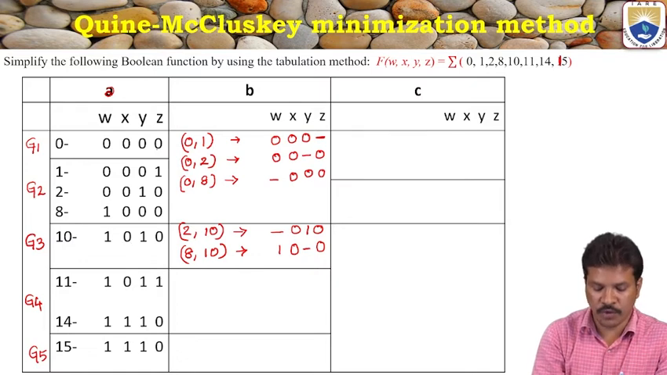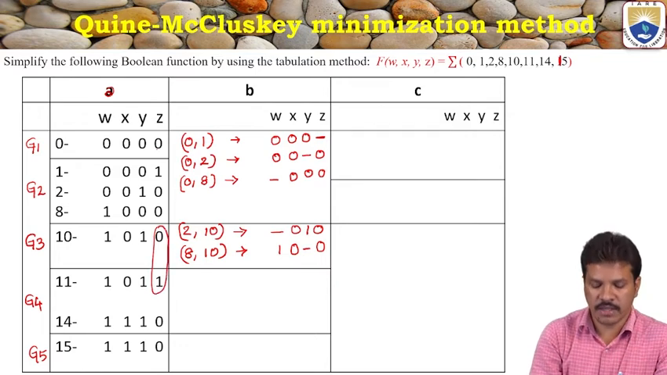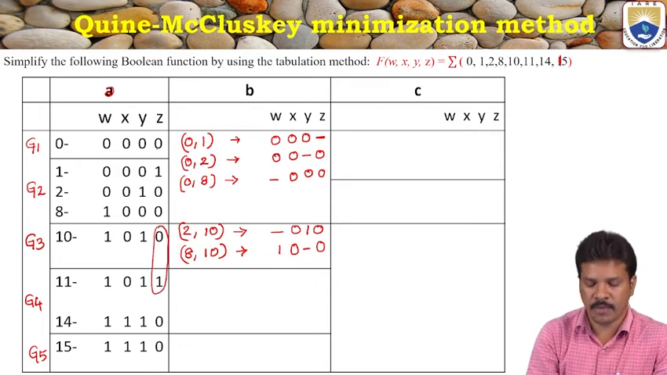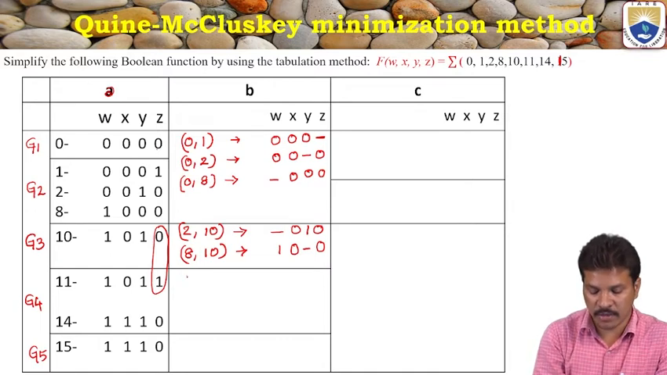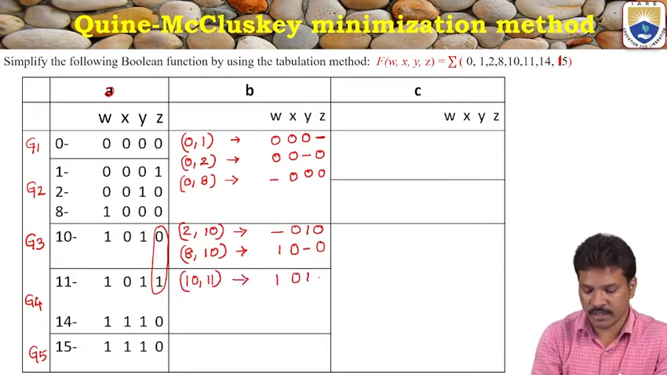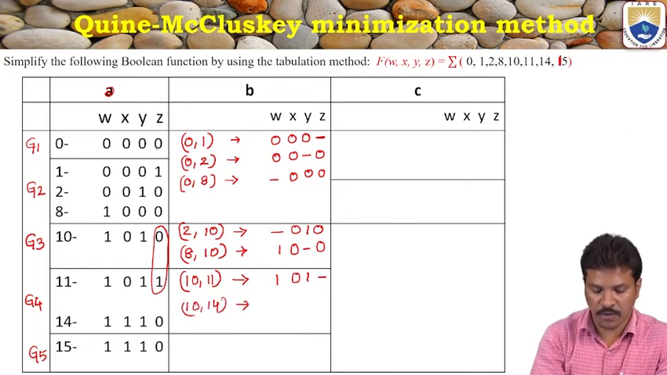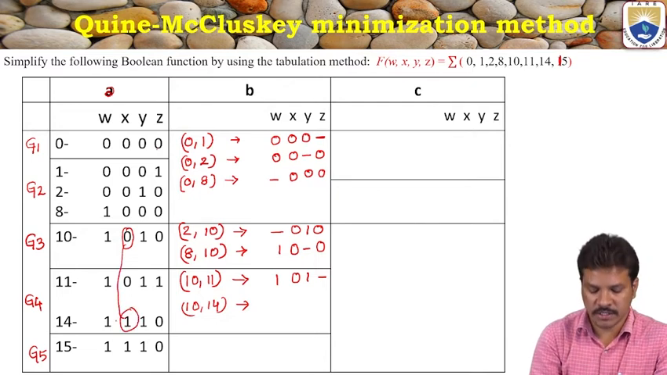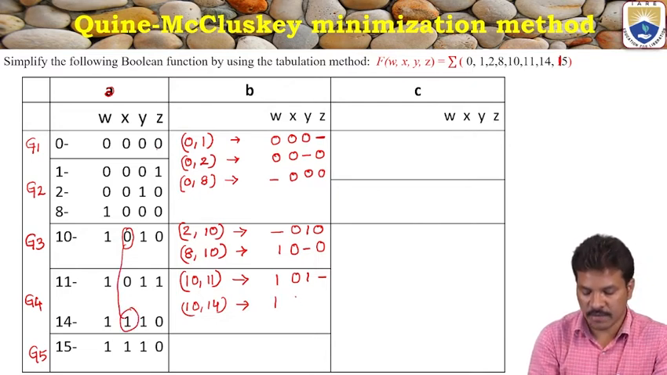Then move forward with group 3 and group 4. This bit is the change bit, like the last Z variable is one variable change, and the remaining will be the same. So we can group 10 with 11: 1 0 1 and dash. Next, group 10 with 14. We can have this bit changed, the second bit. So the remaining will be the same. So we can write 1 dash 1 0.